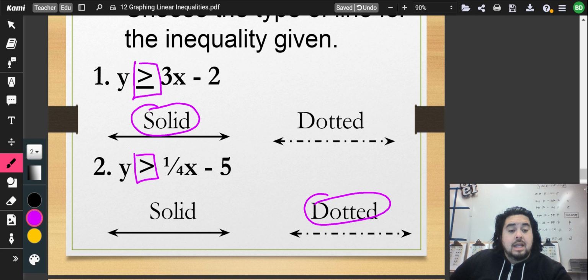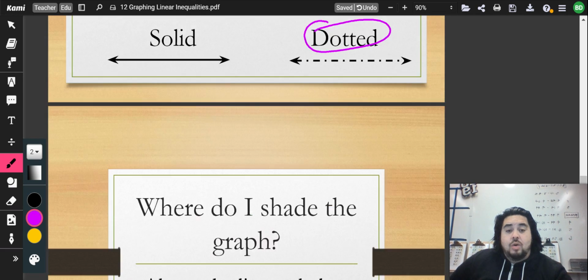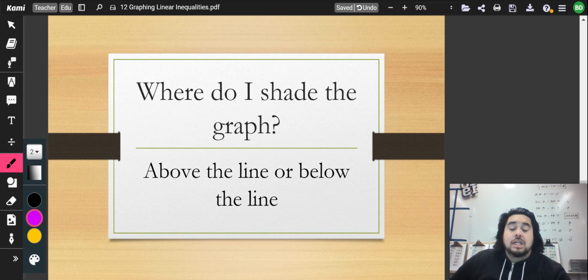Okay, looking at the next consideration we have to make: where do I shade the graph? Above the line or below the line? Again, this is the concept of inequalities containing multiple solutions. Basically what we're looking for when we graph a linear inequality are all the points that satisfy the inequality. We're looking for every single point that will make the inequality true.